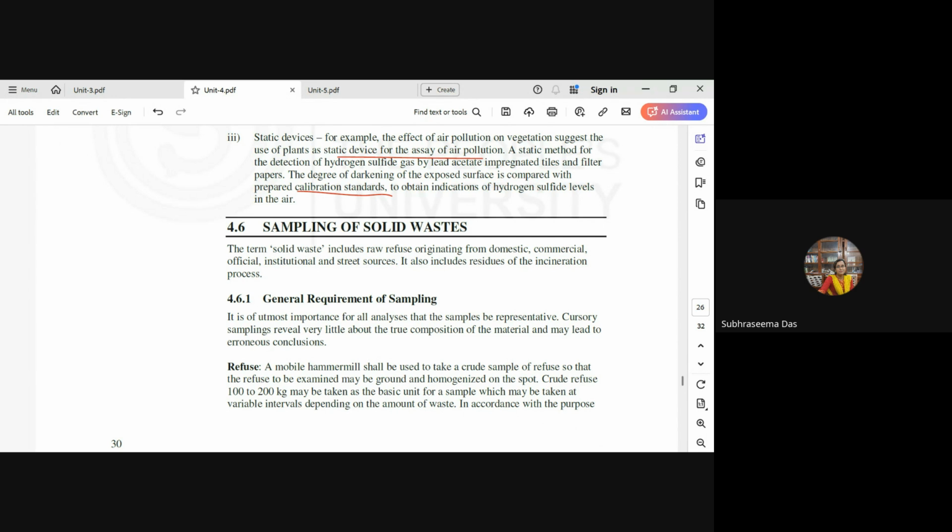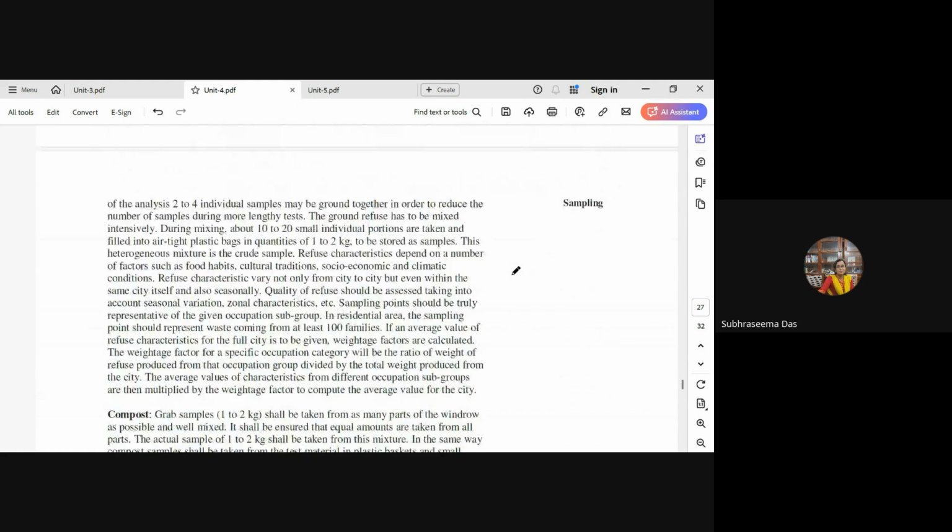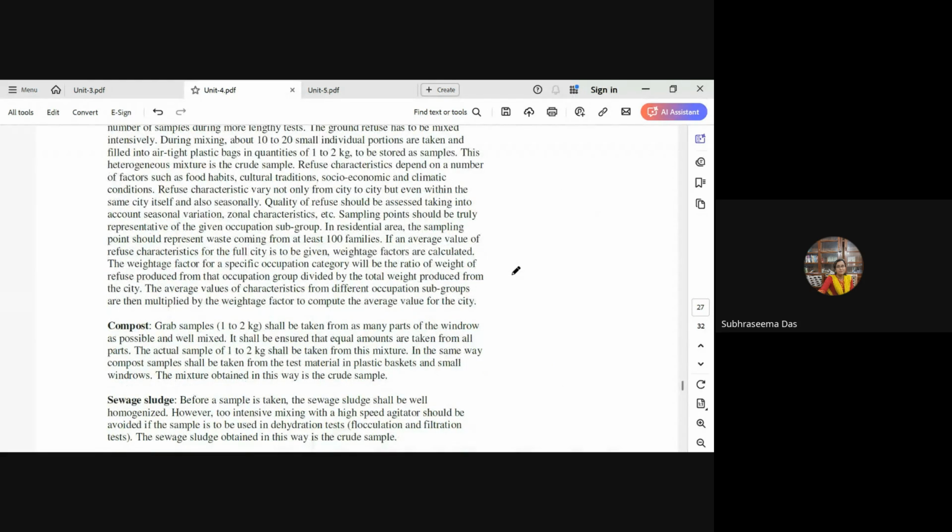So now we'll start with sampling of solid wastes. Solid waste means the waste that is generated from domestic, commercial, official and institutional sources. The general requisite for sampling of solid waste is that we have to be particularly careful about the source. Once the source is secured, then we can talk about the true nature of the composition of the solid waste. Suppose we have a compost.